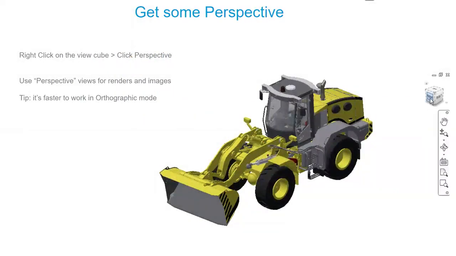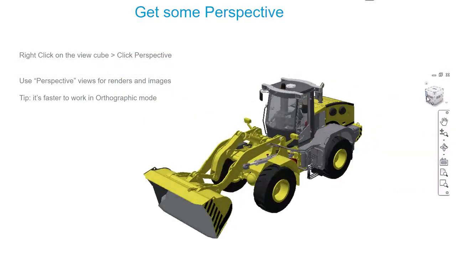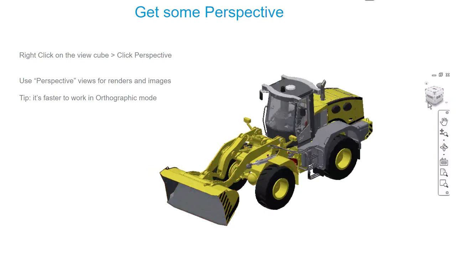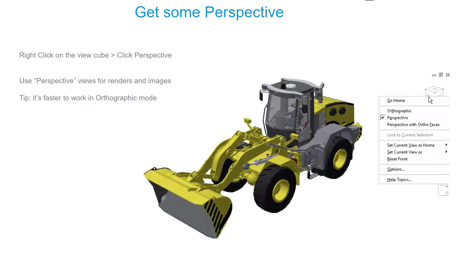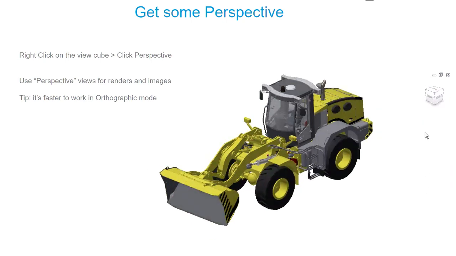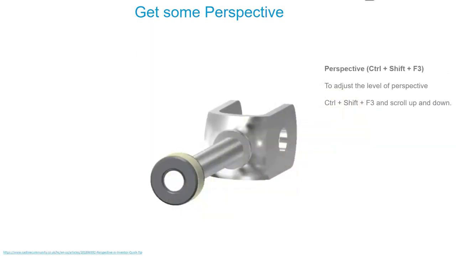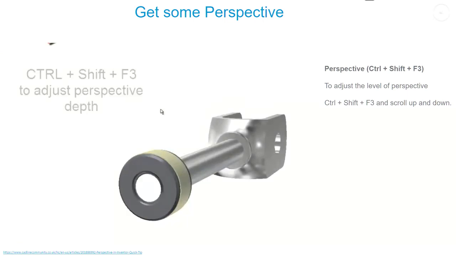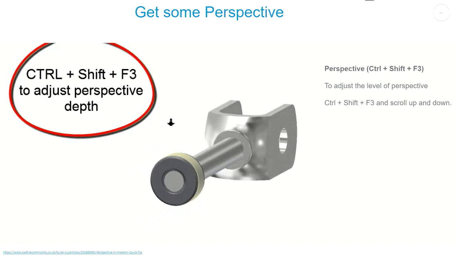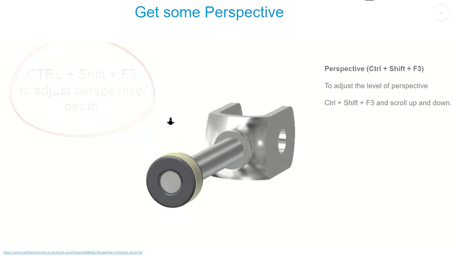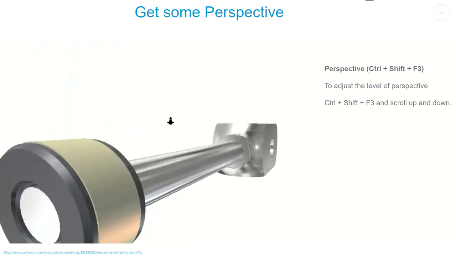All right, Inventor has some pretty cool tools around perspective. So if you're ever doing a render, make sure you do your renders in perspective because they just look better. Try not to work in perspective all the time because it's going to slow your graphics down a little bit. Right, a tip for perspective is if you hold down Control, Shift, and F3, you can adjust your depth of field. So you'll see here we can actually choose almost the level of perspective we're going to see, which can be quite cool for renders as well. That tip comes courtesy of Luke Davenport.